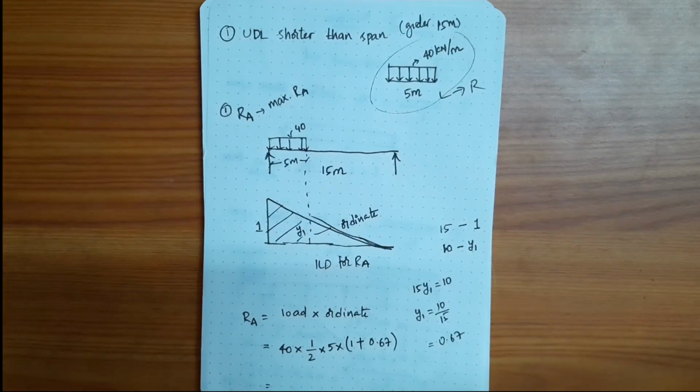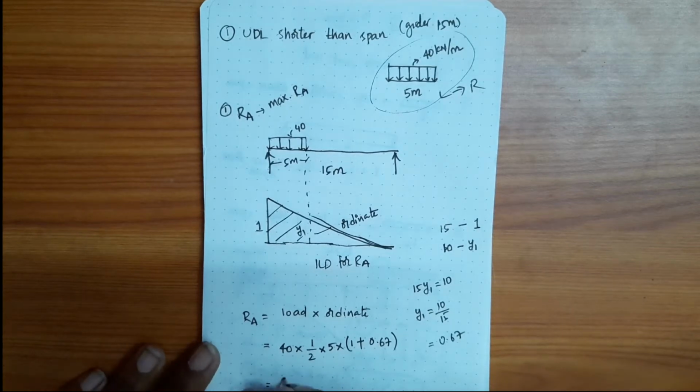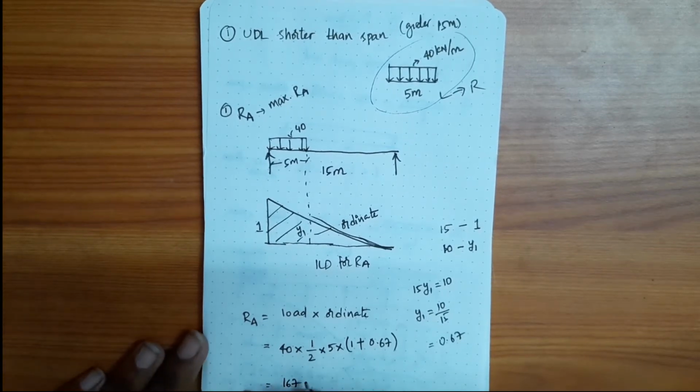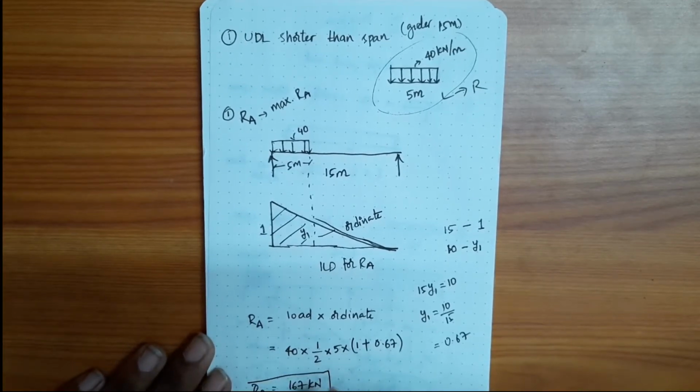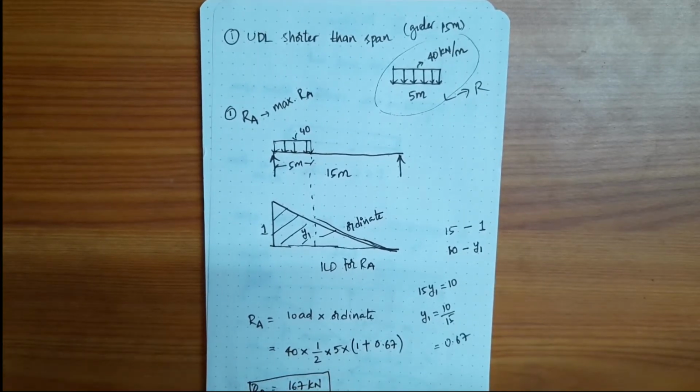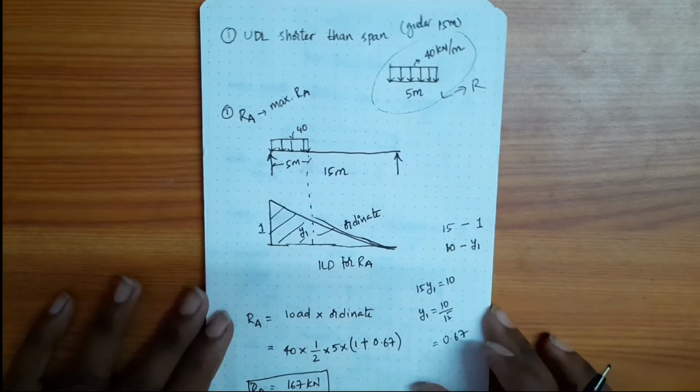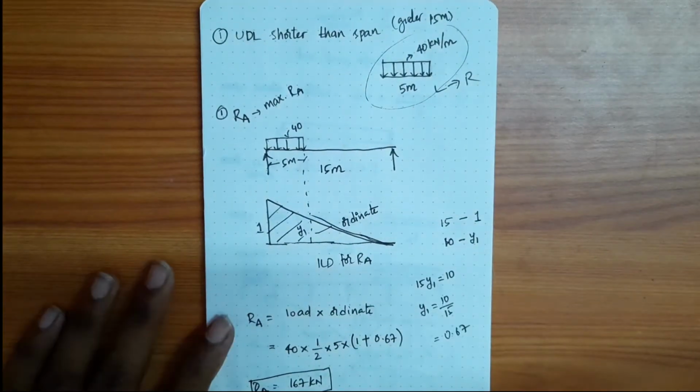So, calculate this, we'll be getting ordinates. So, I am calculating 1 plus 0.67 into 5 into 40 divided by 2. Okay, so 167 kilonewton is the maximum reaction at A. Okay, now this is how we are going to calculate reaction at A.